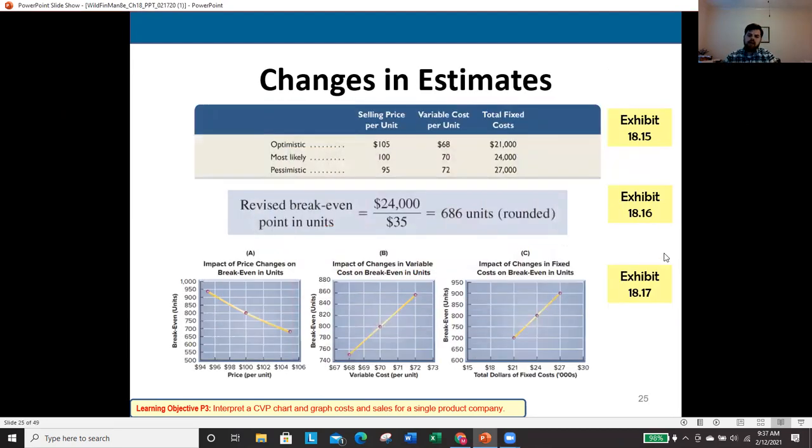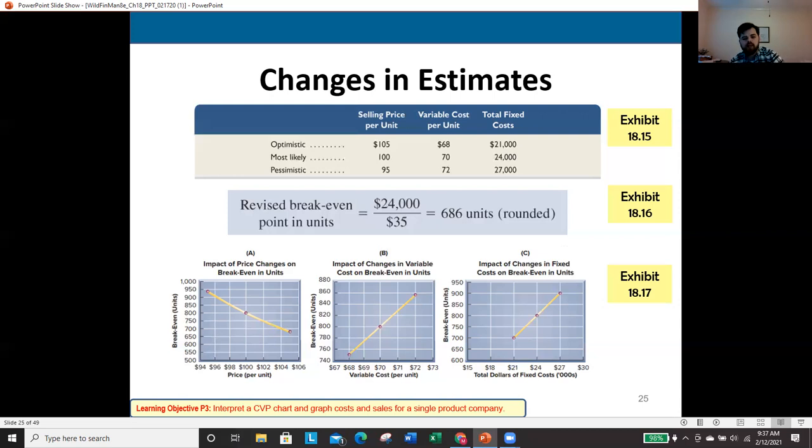Now, the next thing that we want to look at is, well, how do changes in estimates affect things like break even? So in this case, management comes in and they're actually going to make several estimates. In this case, we've got an optimistic estimate, a most likely estimate, and a pessimistic estimate. So what we want to see is, well, what if we have some weird combination of this, right? So what if I think I can actually increase my selling price from $100 to $105, but I don't think there's going to be any change to variable cost per unit or fixed cost per unit, or those total fixed costs, right? So I don't expect any changes to anything else. I just expect my price to be able to go up 5%.